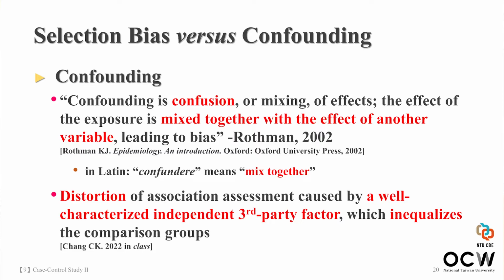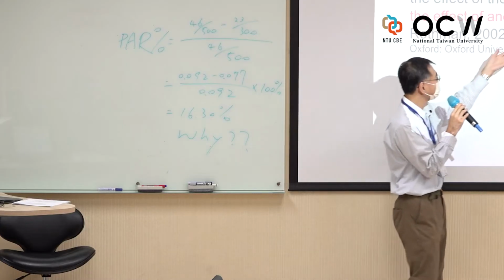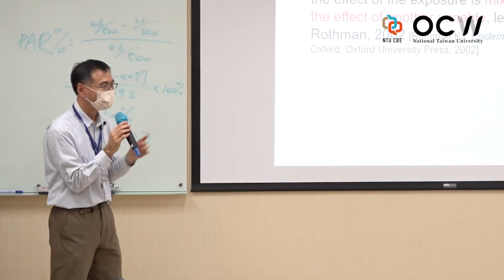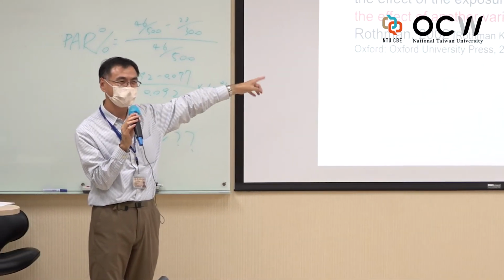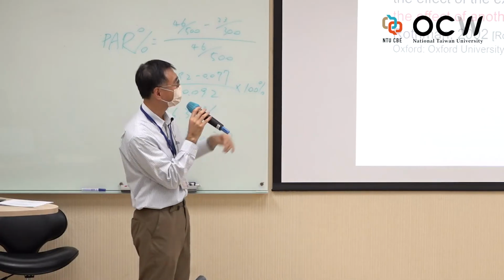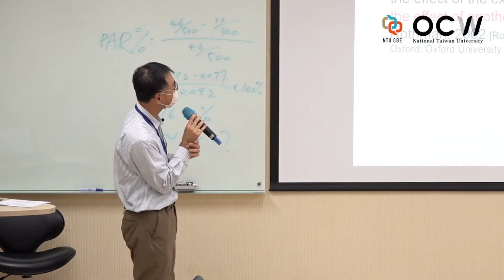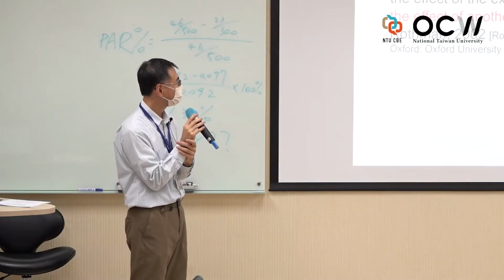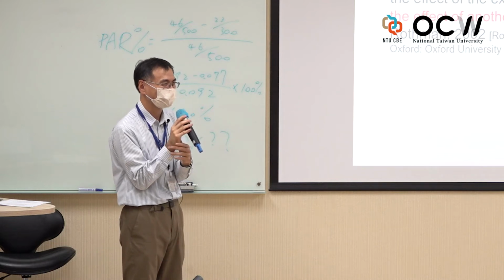Let's give a brief review about confounding. What is confounding? Professor Rothman is my idol, and he defined it in one of the recommended textbooks as the confusion or mixing of effects. The effect of the exposure is mixed together with the effect of another variable, leading to bias. Although he's my idol, this is not satisfying to me.